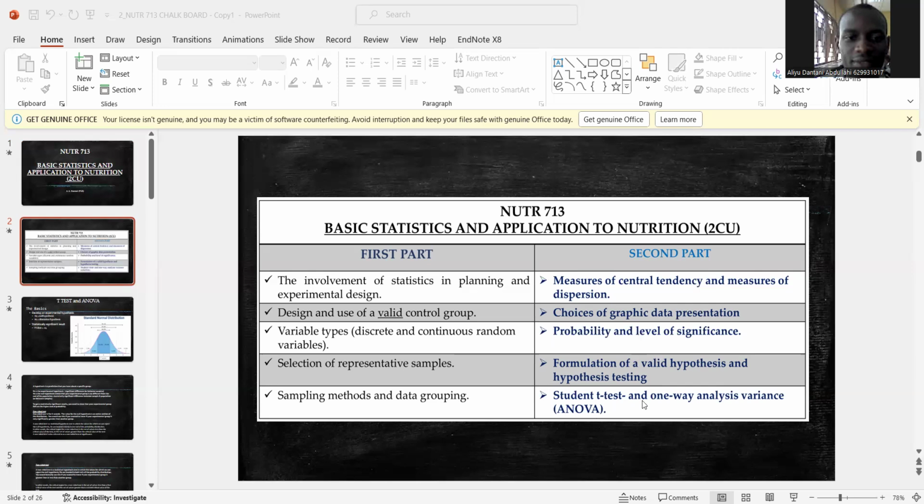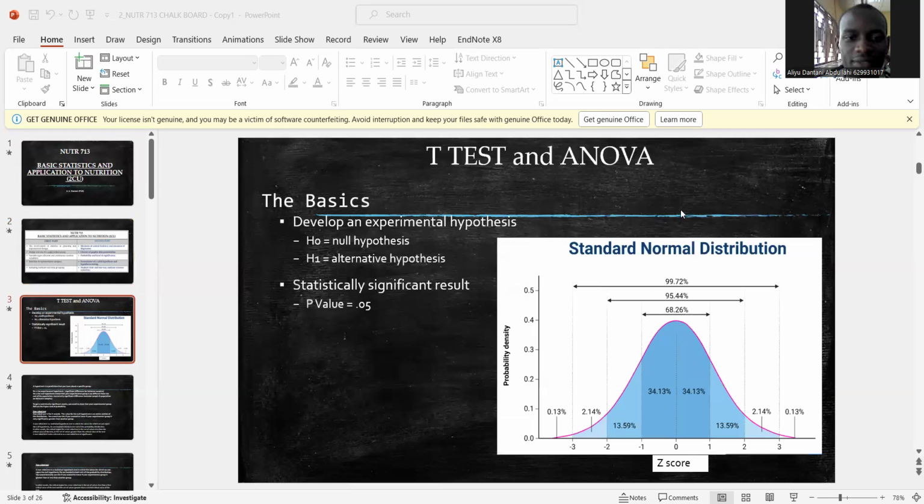I think including student t-test and one-way analysis of variance as well. All right. So the t-test and Anova. I'm sure you've heard of t-tests before. So what is t-test and Anova? We're going to get the basics. What is a null hypothesis and what is the alternative hypothesis? The null hypothesis is presented as H naught. H1 is the alternative hypothesis.